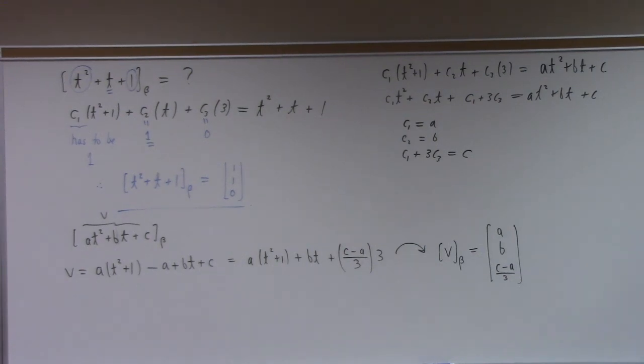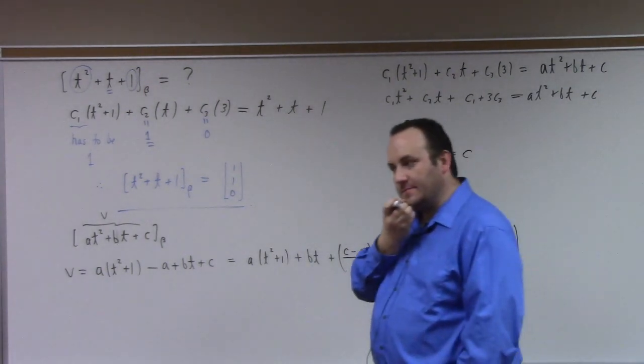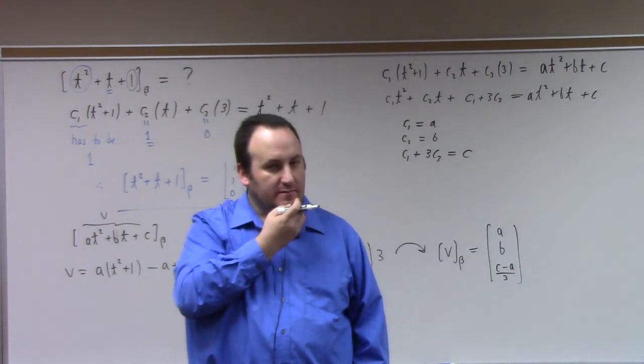Find a basis for W. Let's look at a new W. W equals f of x in, let's say, P3 R, such that f of 0 plus f prime of 0 equals 0. Now, let's think about this.